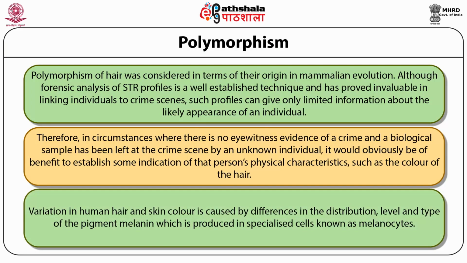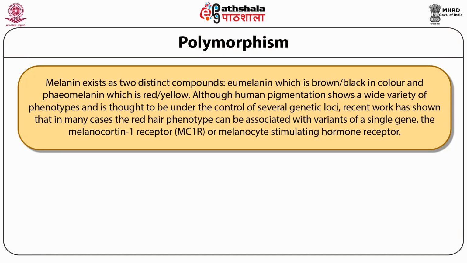Variation in human hair and skin color is caused by differences in the distribution, level, and type of the pigment melanin, which is produced in specialized cells known as melanocytes. Melanin exists as two distinct compounds, that is, eumelanin, which is brown or black in color, and pheomelanin, which is red or yellow, although human pigmentation shows a wide variety of phenotypes and is thought to be under the control of several genetic loci. Recent work has shown that in many cases the red hair phenotype can be associated with variants of a single gene, the melanocortin 1 receptor, that is MC1R, or melanocyte stimulating hormone receptor.